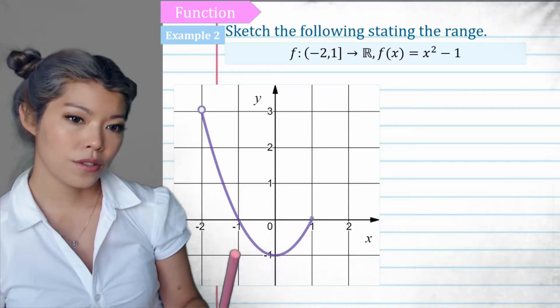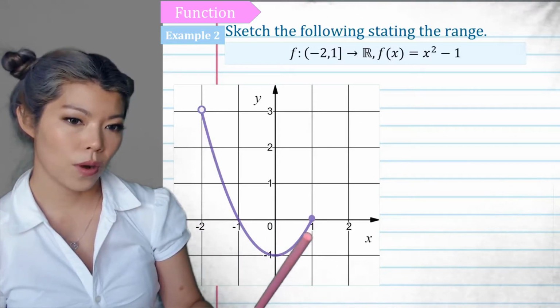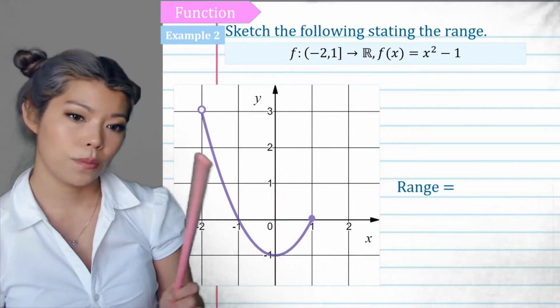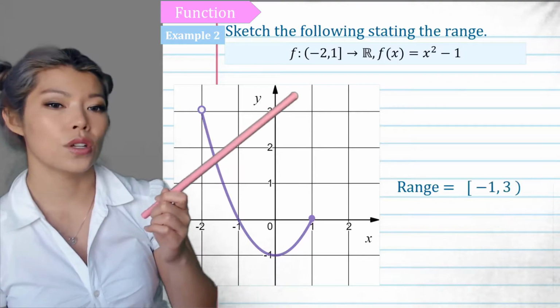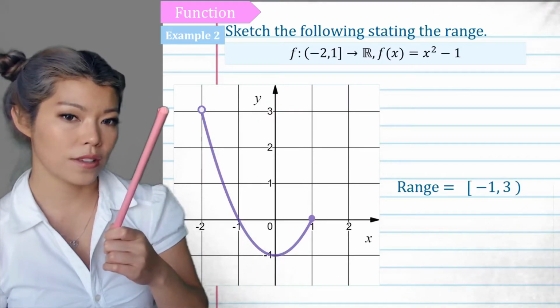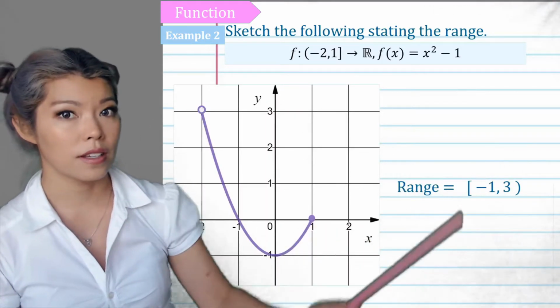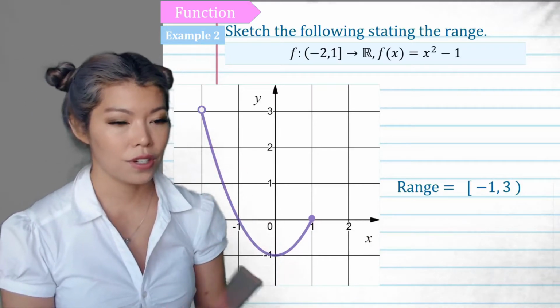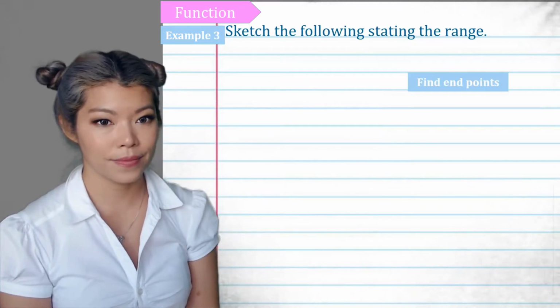So our range from this graph, and notice that it's a white circle and a colored in circle because exclusive and inclusive, would be -1, the smallest value, to 3. And it's a white circle, so that has to be a round bracket. Be very careful with your brackets. So you have to actually look at the graph to see what the brackets are.